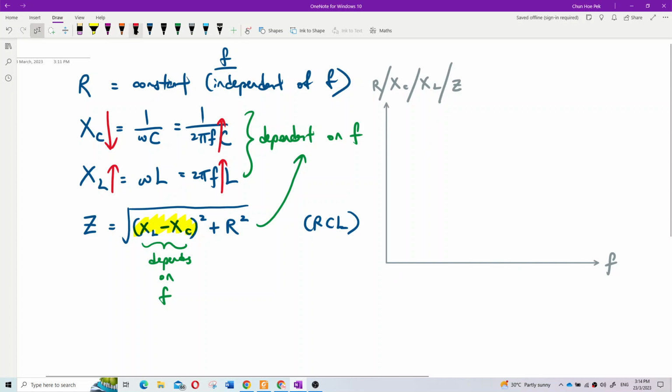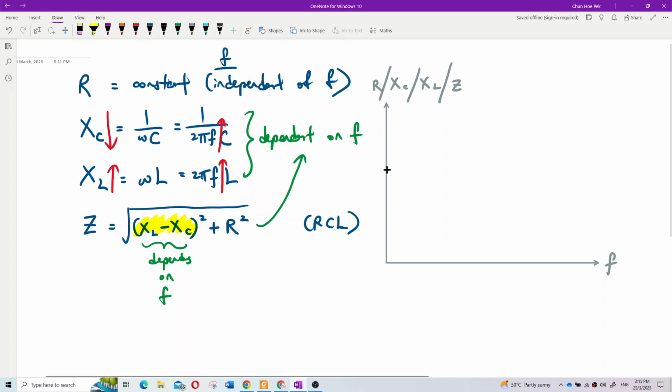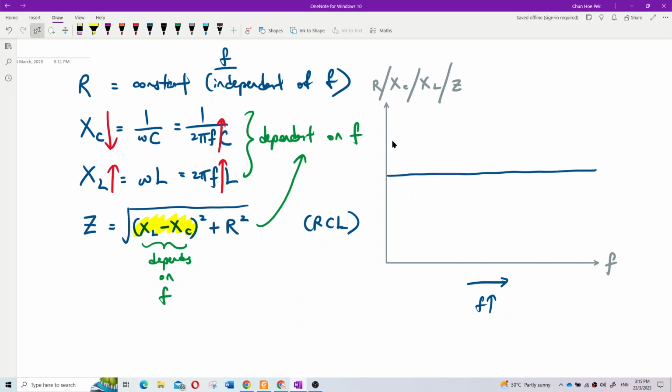First of all I want to draw the graph for R. The graph for R is constant. Going from left to right, when frequency increases, what happens to resistance? Resistance remains constant. Understand, class? Resistance doesn't change.